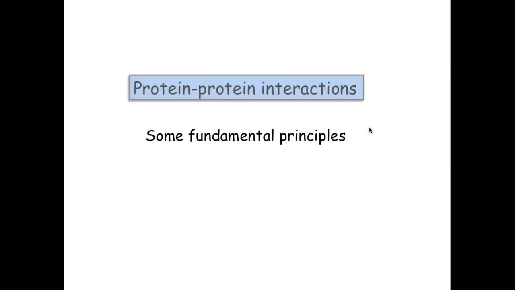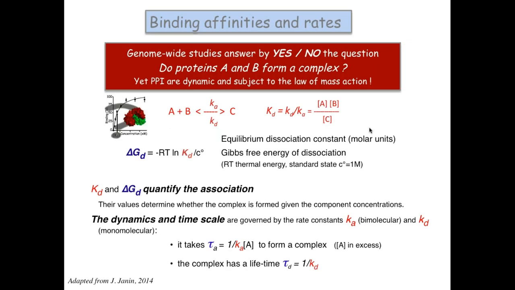So protein-protein interactions, some fundamental principles that everybody needs to know in order to be able to think about protein-protein interactions and to develop software, etc. So binding affinities and rates. Genome-wide studies answer by yes or no the question, do protein A and B form a complex? Yet protein-protein interactions are dynamic and they are subject to the law of mass action.